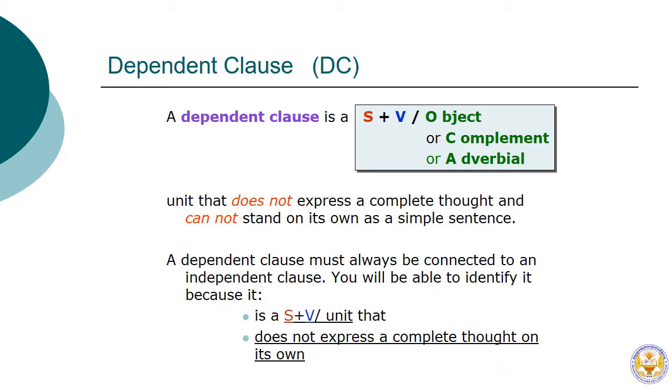So we can define a dependent clause as a group of words that contains a subject and a verb, but does not express a complete thought, so it cannot stand alone as a simple sentence. A dependent clause is not a sentence, even though it has a subject and a verb. A dependent clause must always be connected to an independent clause. You will be able to identify it because it is a subject-verb unit that does not express a complete thought on its own, and mostly it begins with a subordinating conjunction.